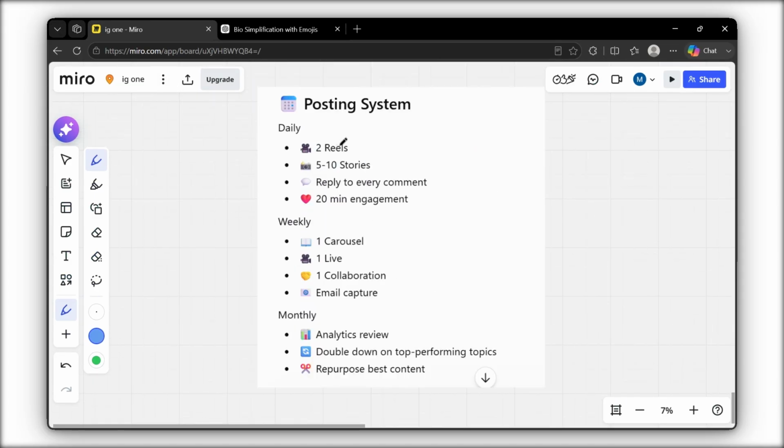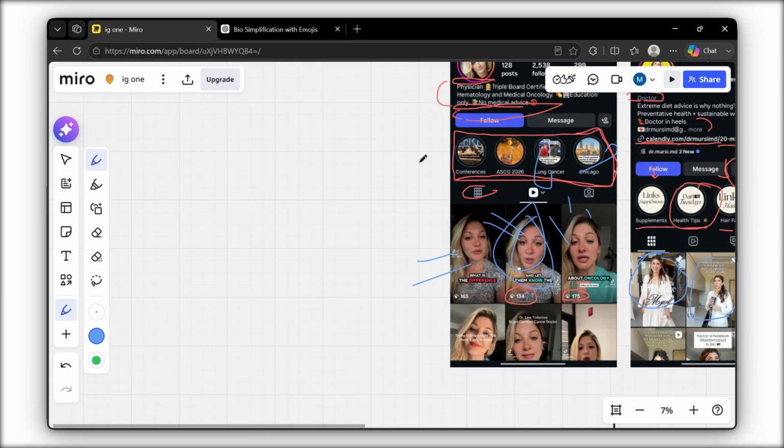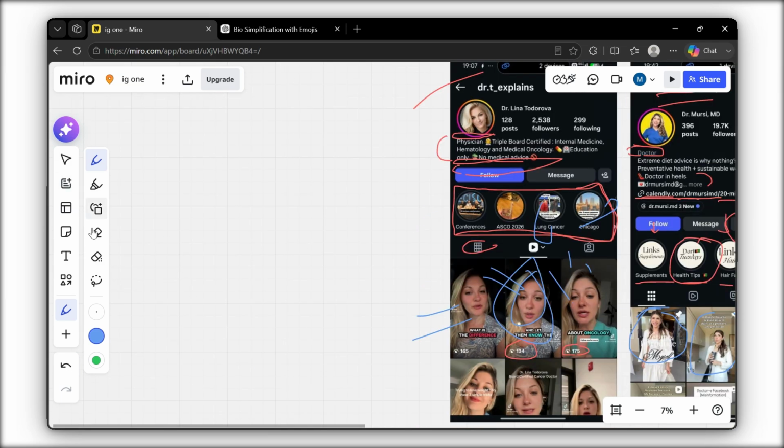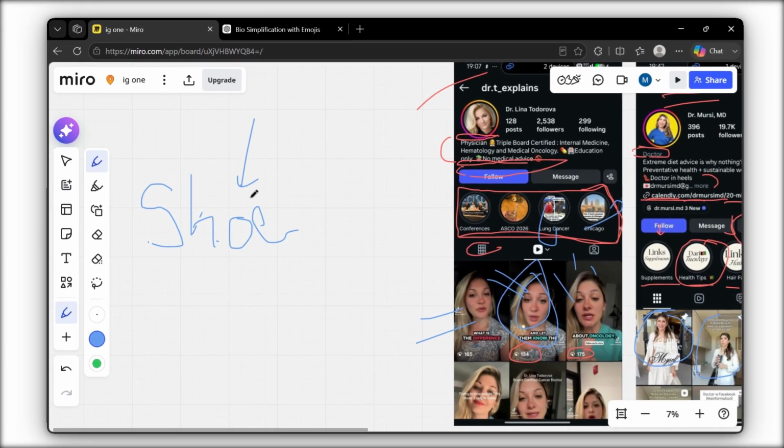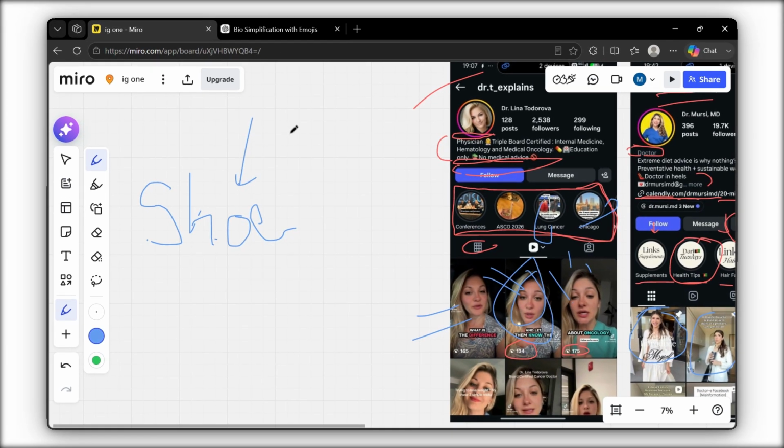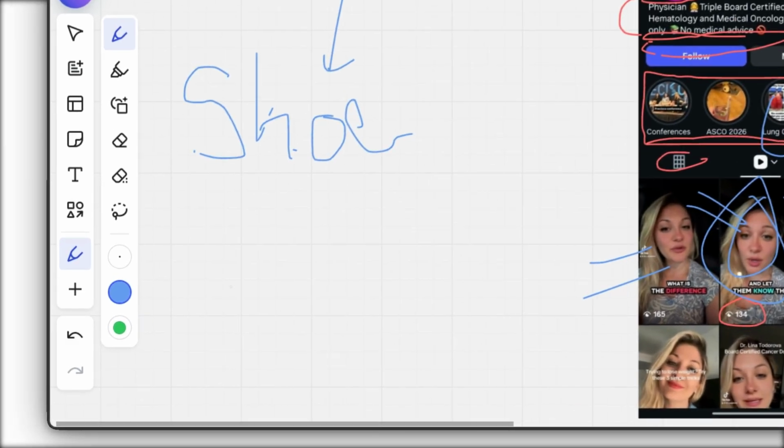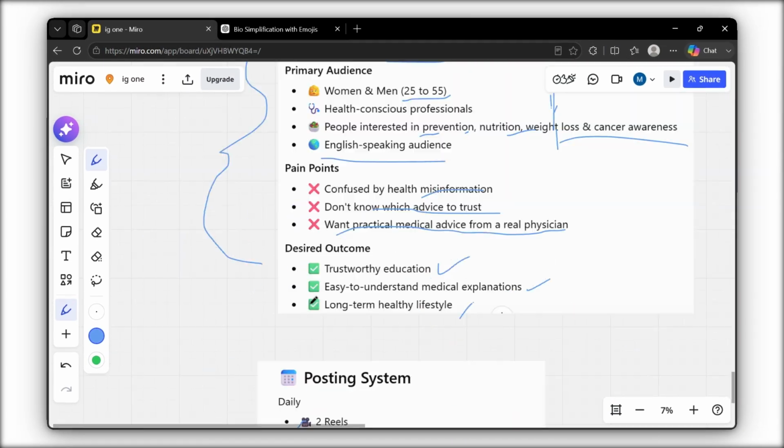So the posting system should be two reels daily, right? Two reels should be daily. And 5 to 10 stories, I guess this is a lot. 5 stories should work, right? Because this builds credibility. I will tell you, just imagine how many times you see a shoe online, and you just instantly buy it. It never happens like that. You see a shoe online, you compare with other shoes, and after you have done a lot of research, then you go to that, right?